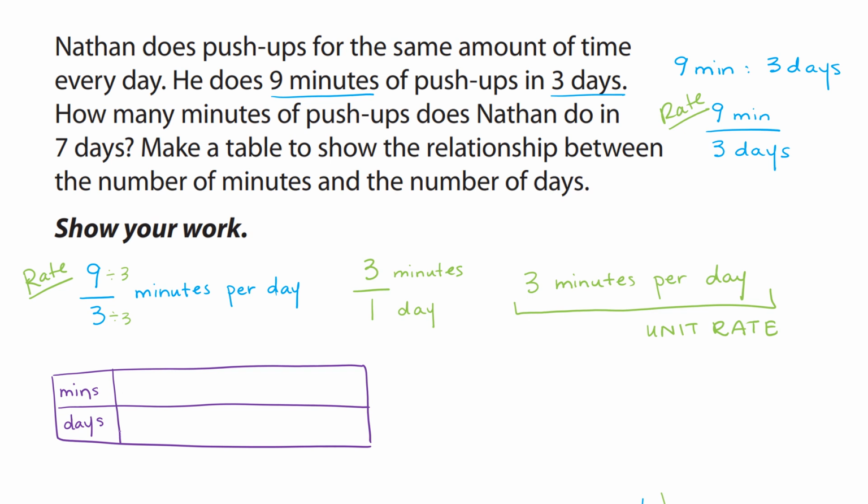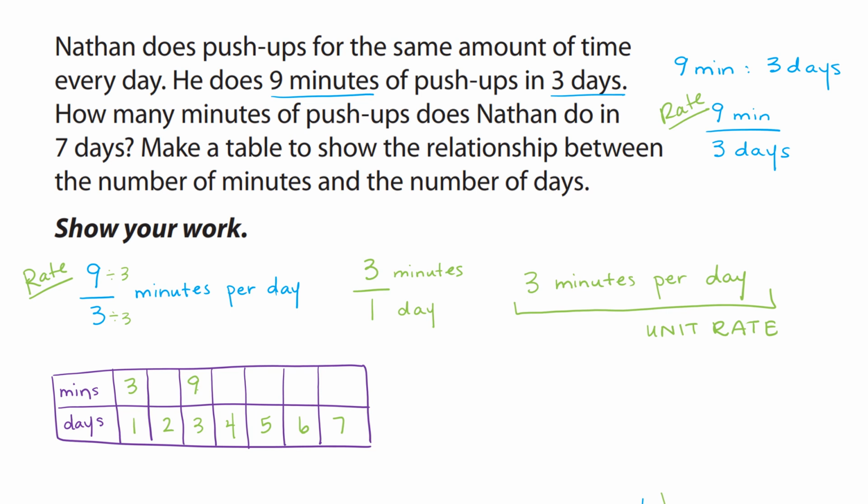And ultimately, we want to know how many minutes he does in 7 days, so I need to have 7 boxes. All right. We already figured out that the unit rate is 3 minutes of push-ups in 1 day. Our given information is that in 3 days, he does 9 minutes of push-ups, so we already know that. Now let's use our unit rate to come up with equivalent rates for other numbers of days.